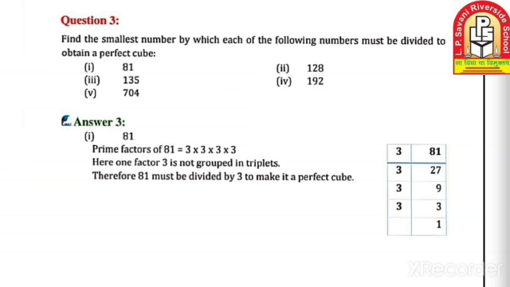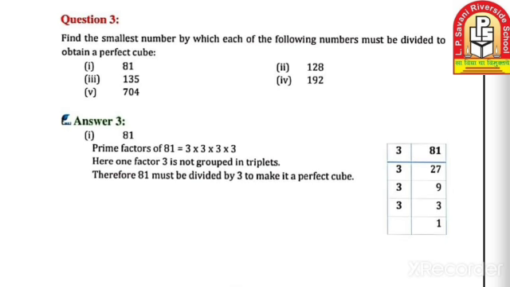So let's take the first example, 81. For 81, first of all we have to find the prime factors. 2 is not divisible with 81, so we take the next prime number, 3. So 81 divided by 3 gives 27.